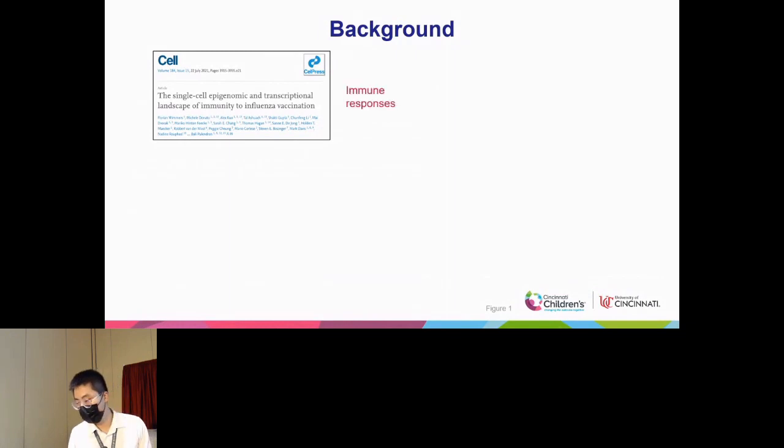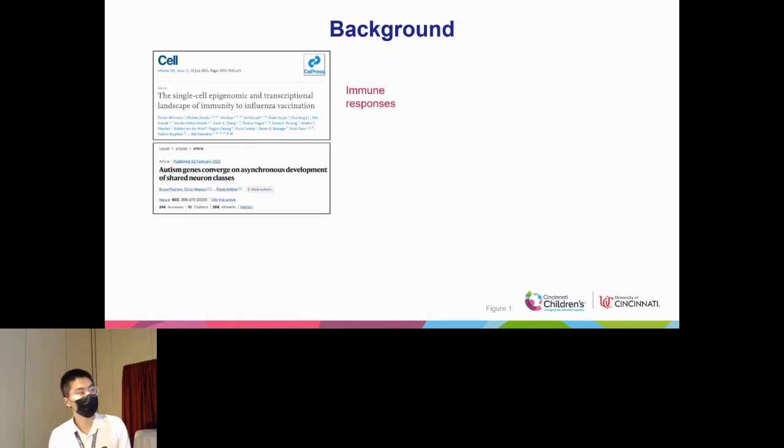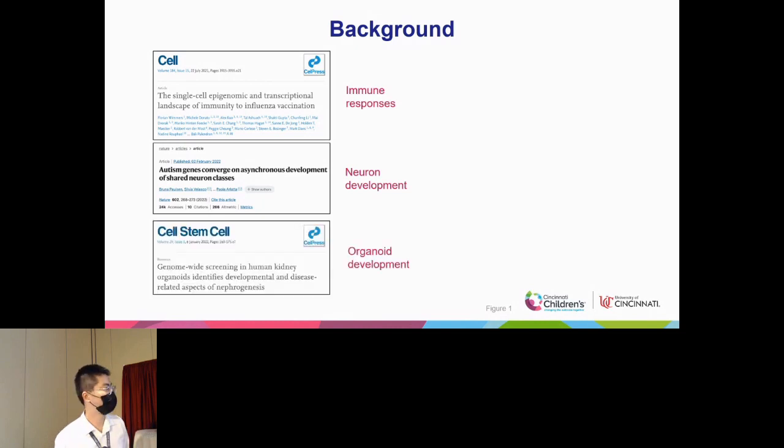For example, this one talks about the immune responses after influenza vaccination, and the next one talks about neural development in brain organoids with an autism risk gene mutation. And the third one talks about cell lines with kidney disease during organoid development. All of those three data sets are temporal perturbational data using single-cell sequencing.